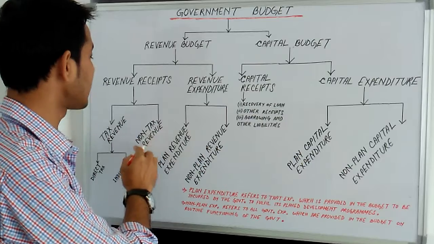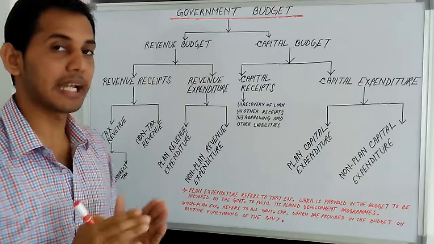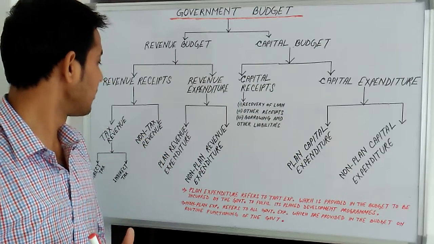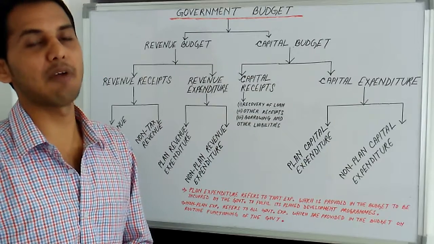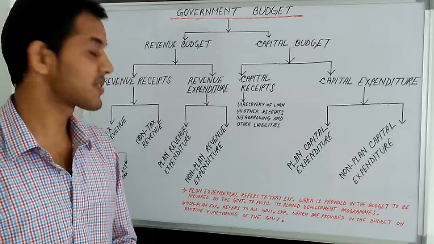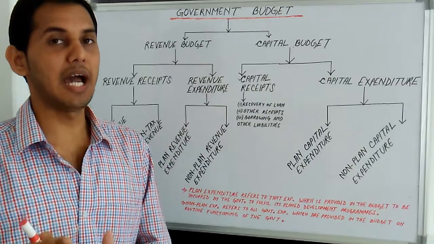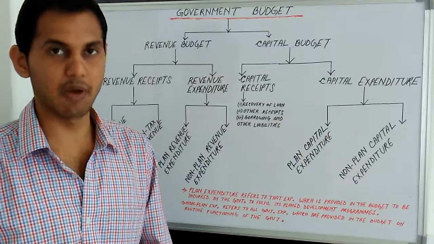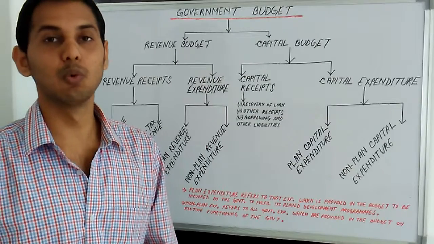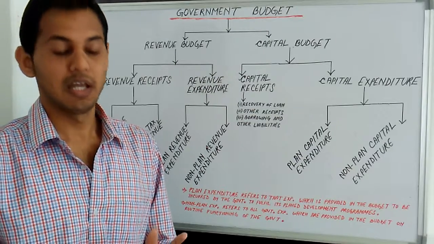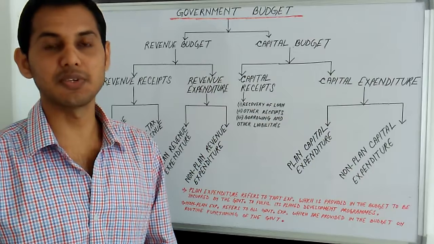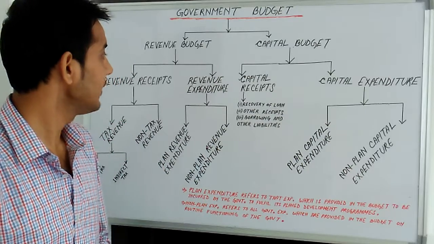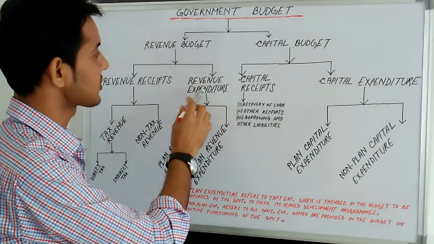Next, non-tax revenue. So like tax revenue, non-tax revenue does not create a liability for the government. For example, interest and dividend on government investment, administrative revenue, for example fees, school fees, college fees, registration fees, license fees, etc.